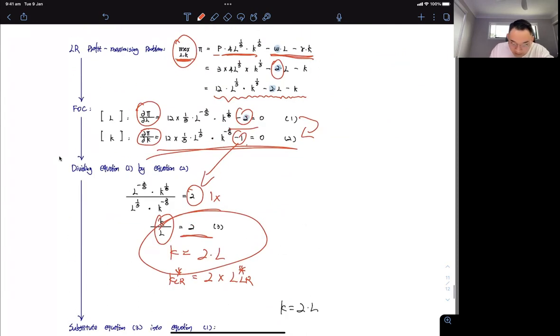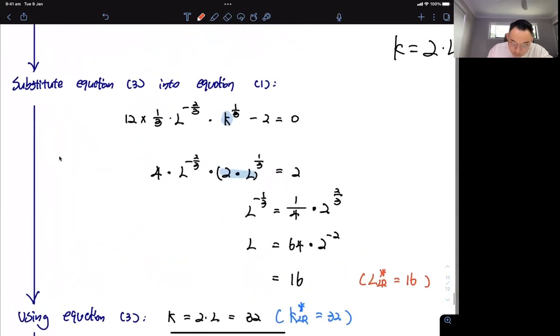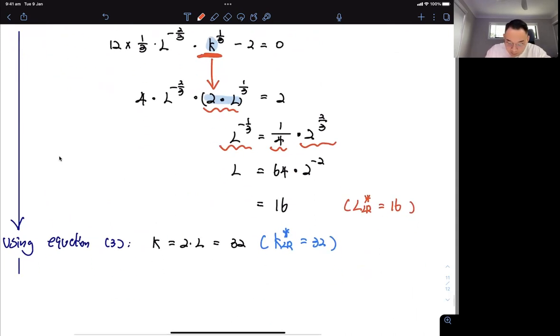In equation 1, we have derived the first order condition for change of labor. So we simply replace K with 2L. Right, so what we are left with is an equation with L on it. L to the power of -1/3 equals 1/4 times 2 to the power of 2/3. Alternatively, this means L equals 64 times 2 to the power of -2, which means 16. So now we know the long run optimal level of labor is 16.